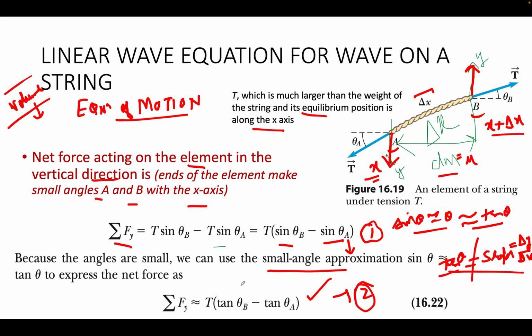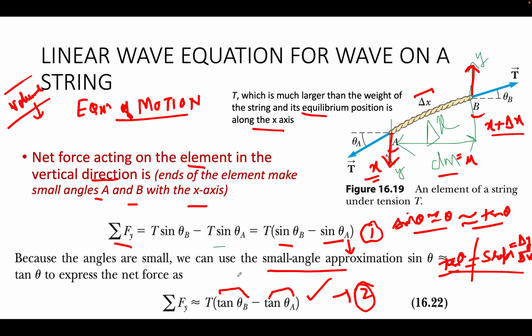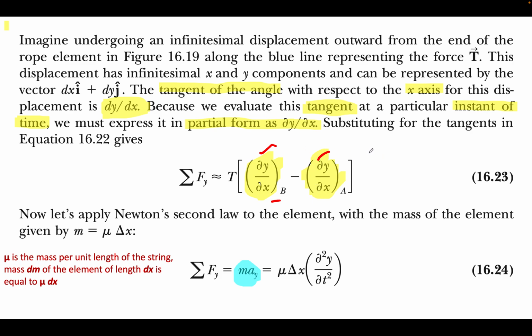So we can apply this particular rule out here, and our equation will change to T times del y by del x at point B, because point B was coming before, and then del y by del x at point A. Now why are we taking partial derivative here? Anyone who can answer?